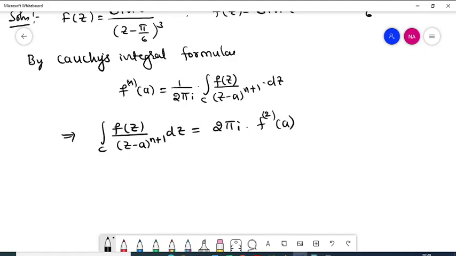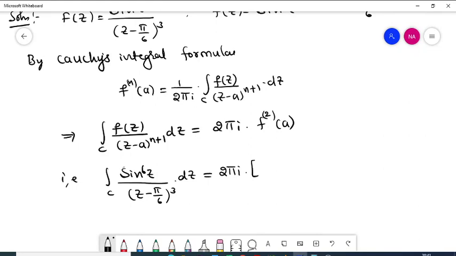In particular, the integral over C of sin power 6z divided by (z minus pi by 6) whole power 3 dz equals 2 pi I times the second derivative, d square by dz square of sin power 6z, which should be evaluated at z equal to pi by 6.